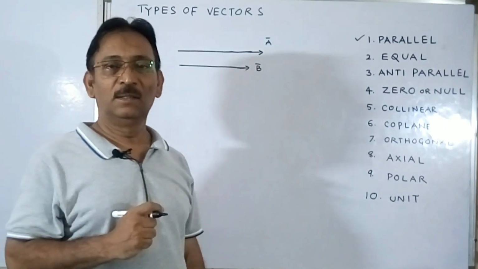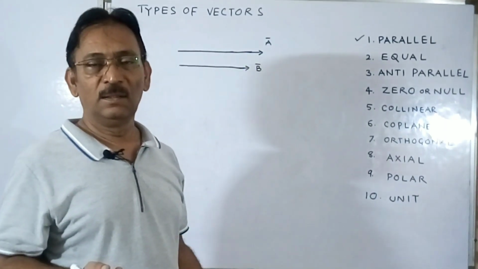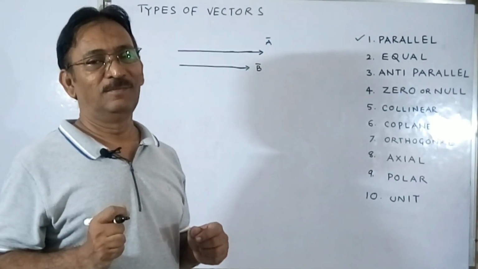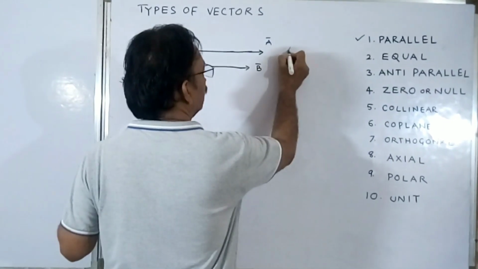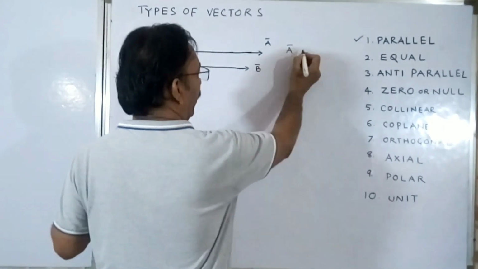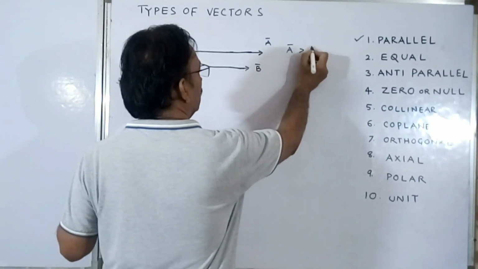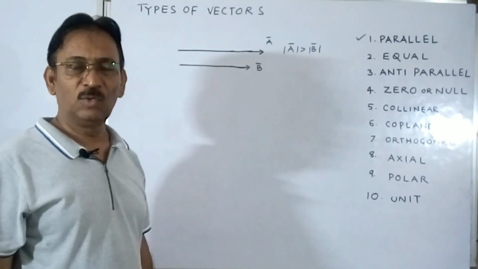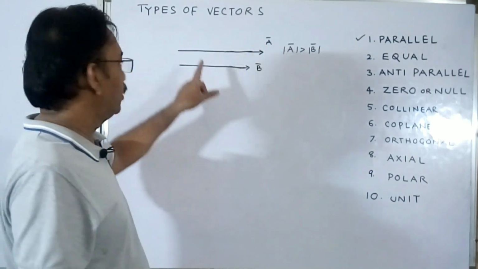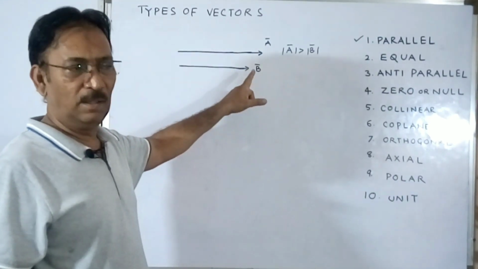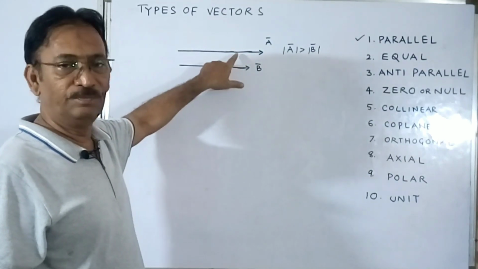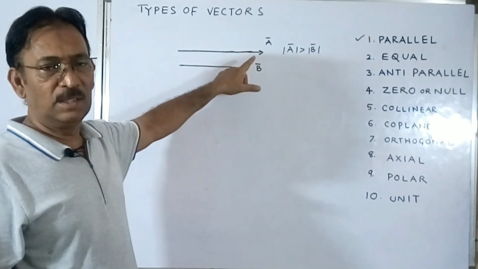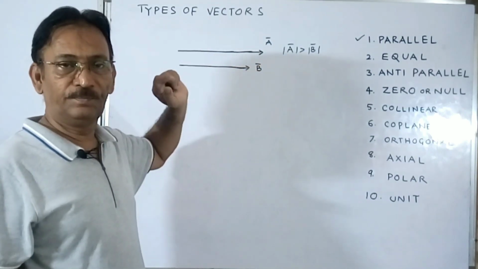And you have to remember that any two vectors can be parallel. There is no need for the same magnitude. If you watch carefully, here the magnitude of vector A is greater than the magnitude of vector B. These two are parallel to each other. I hope you understood. Two vectors are said to be parallel if the angle between them is 0. They need not be the same magnitude, but the directions must be the same.